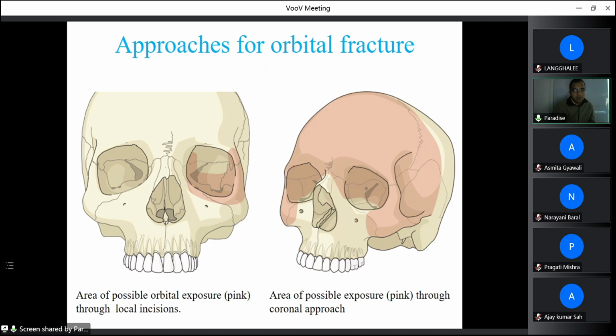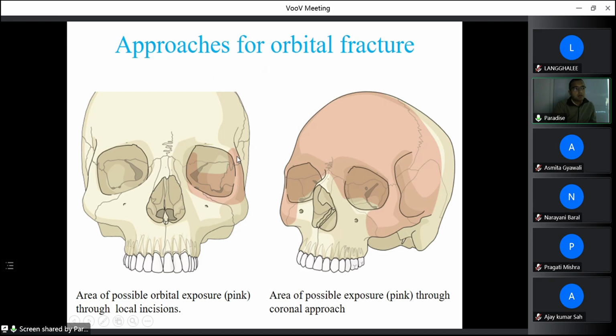Now, approaches for orbital fracture. When the orbital wall is fractured, there are different approaches. You can go from bicoronal approach, lateral eyebrow incision, subciliary approach, infraorbital approach, transconjunctival approach. Okay. So the area of possible orbital exposure is shown in pink color through local incision.